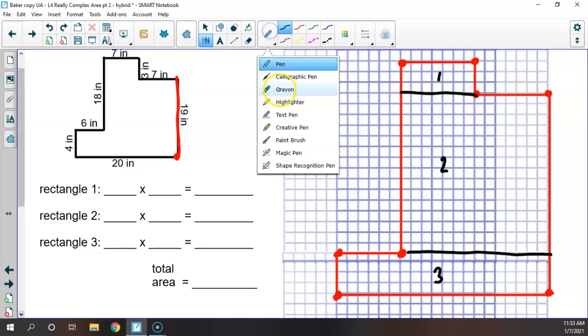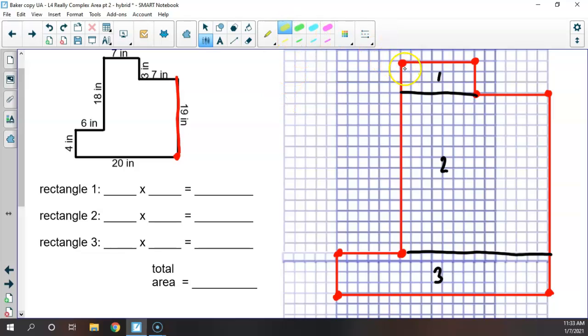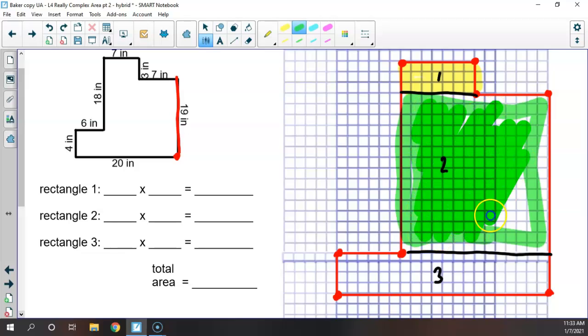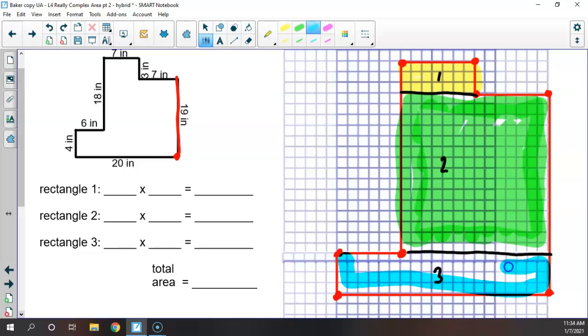And I'm going to go ahead and use my highlighter to make them different colors so it is so much easier for me to figure out the area of each one. Coloring doesn't have to be absolutely perfect, just so that it shows the separation of the different rectangles. And then we'll use this blue down here. Okay, so we have rectangle 1, rectangle 2, and rectangle 3.